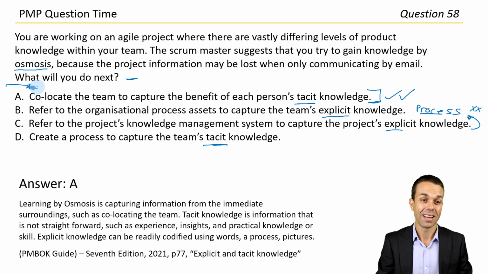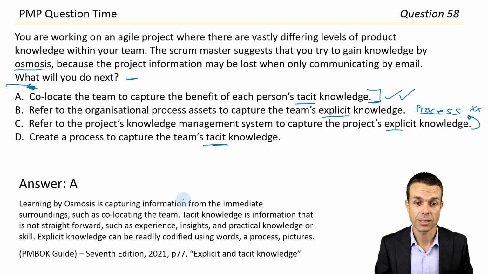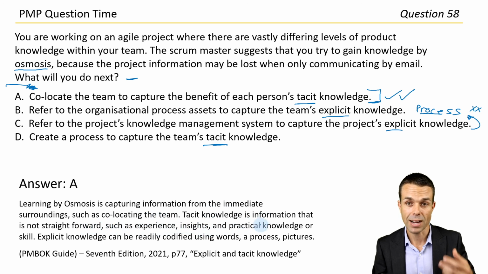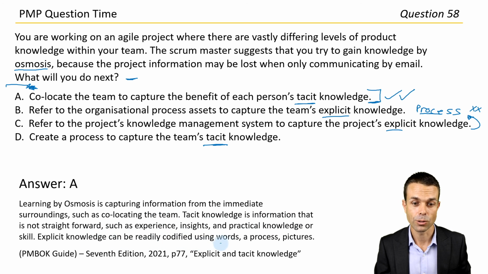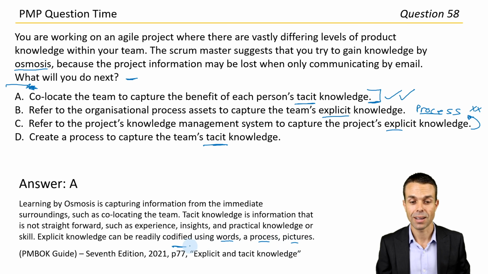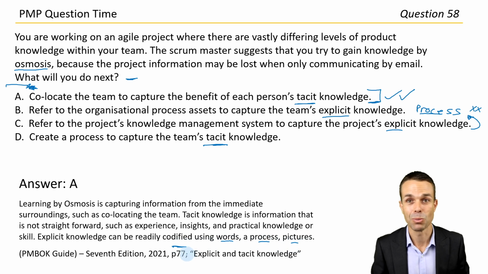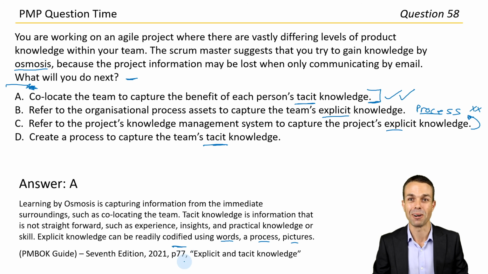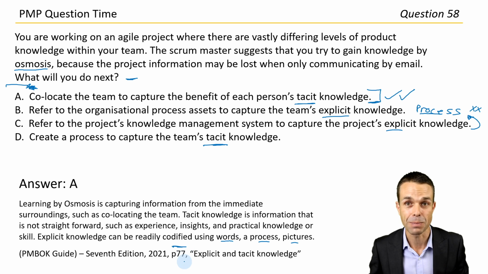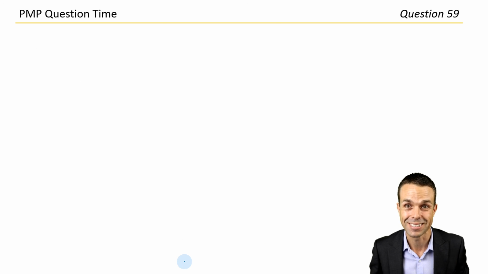Excellent work. All right, learning by osmosis is capturing information from immediate surroundings, such as co-locating the team. Tacit knowledge is information that is not straightforward, such as experience, insights, and practical knowledge or skill. Explicit knowledge can be readily codified using words, a process, or pictures. And that's page 77 under explicit and tacit knowledge in the PMBOK Guide 7th edition. How did you guys go with that one? I think that's pretty good, and we're learning more about creating our own teams as well. Really powerful stuff. Last 2 questions, let's keep going.